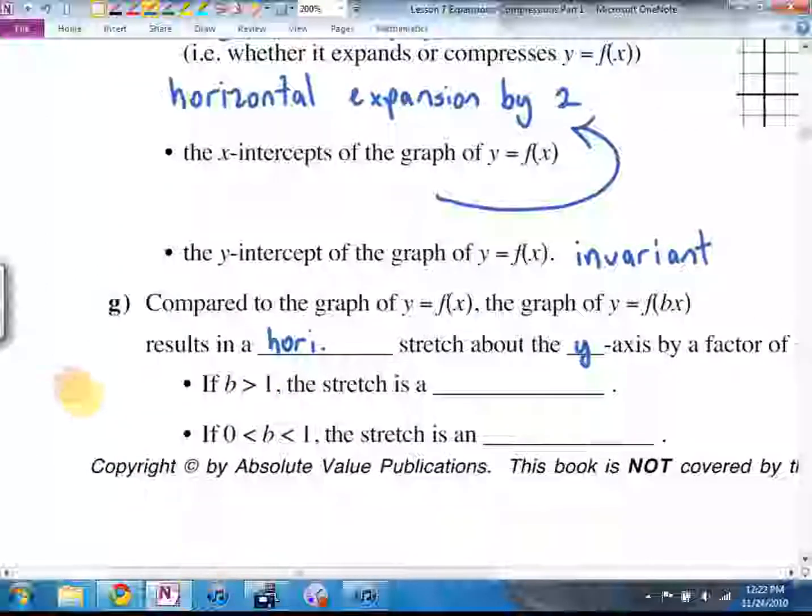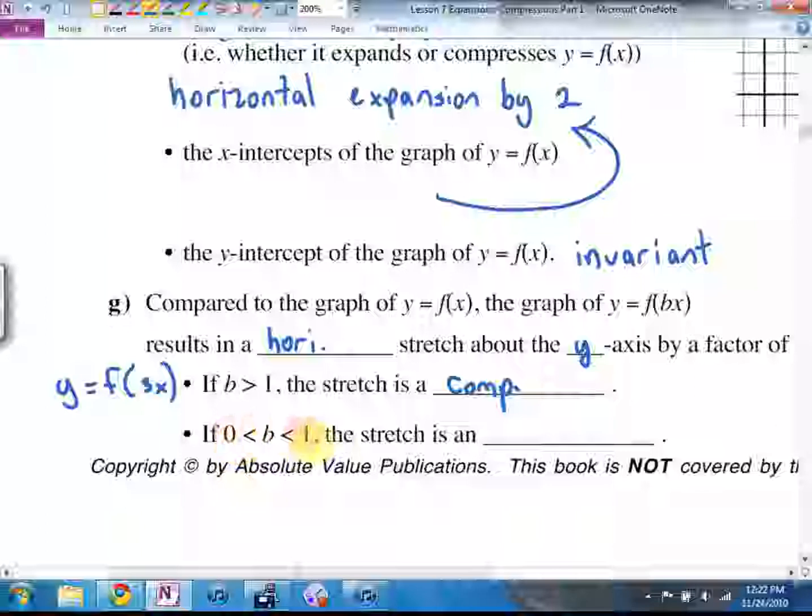y equals f of 3x. There's a b that's bigger than 1. Putting a 3 right here, is that an expansion or a compression? Compression, because the reciprocal would be smaller than 1. This would be a compression. Comp, for short. If b was a fraction, for example, the stretch is an expansion, and everything's backwards.